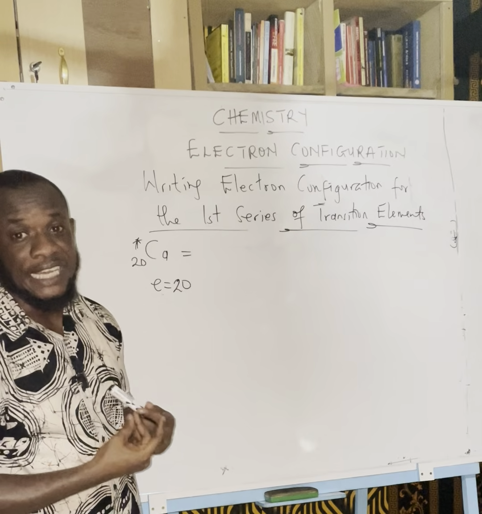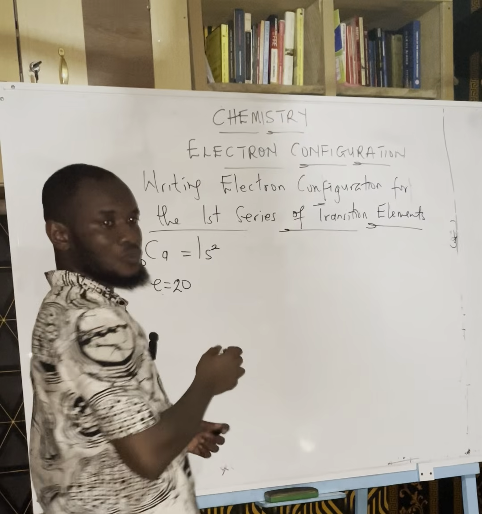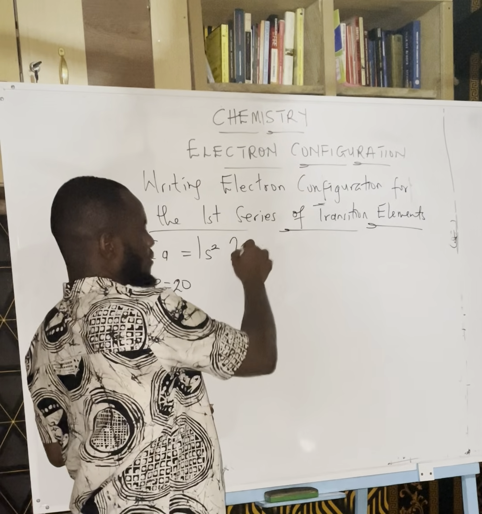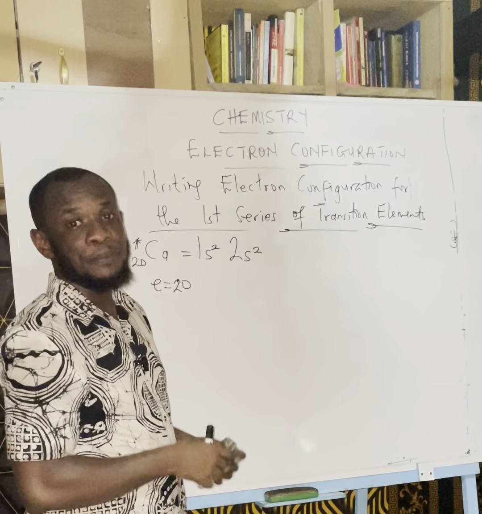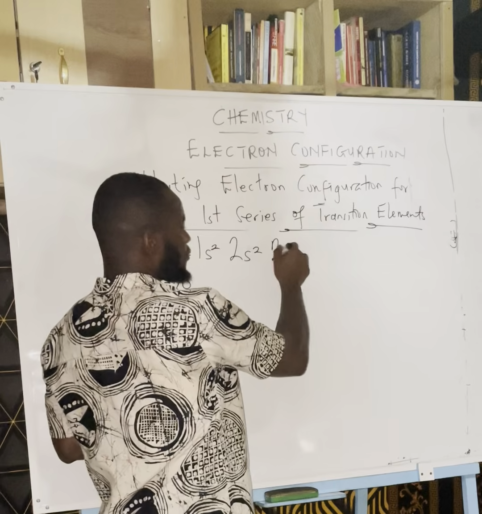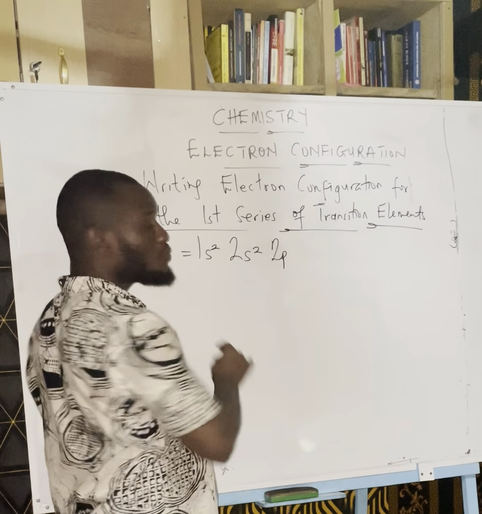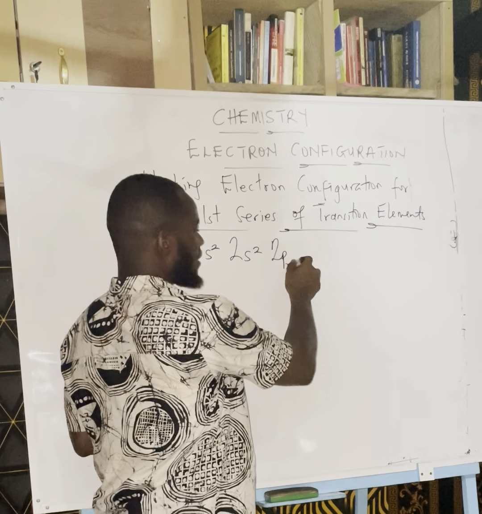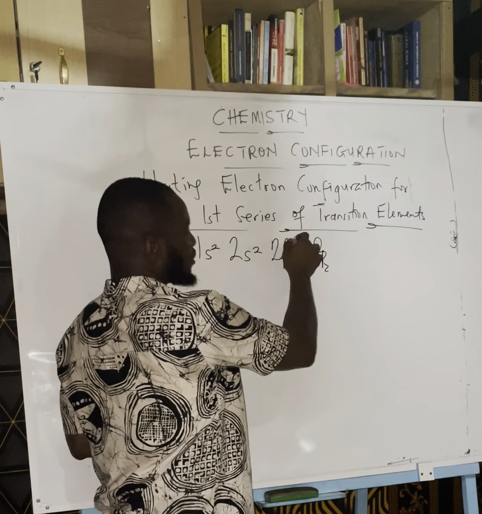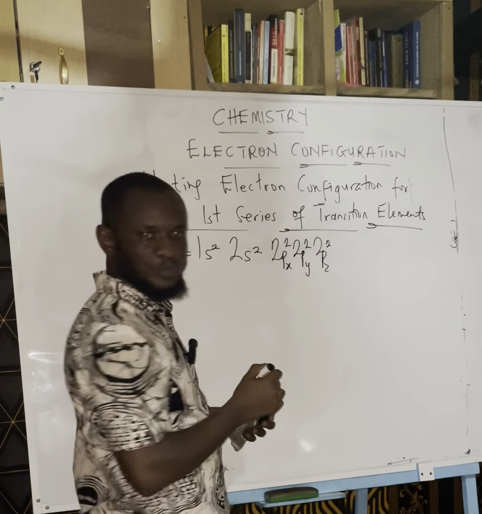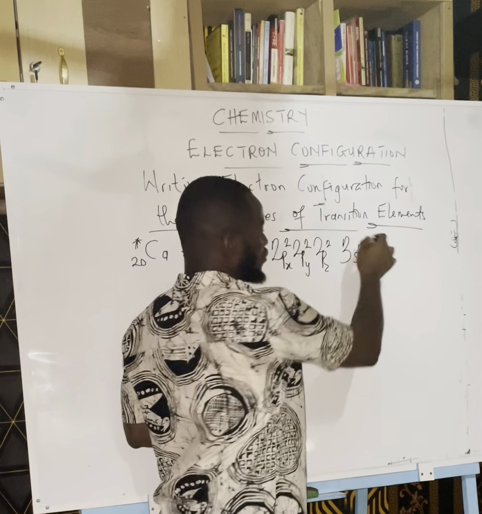So how will you write the electron configuration? Here, you write 1s2, which is full, then you move to 2s2. Then you move to the p orbital, the 2p. Under the 2p, we have the 2px, the 2py, the 2pz, so this one will take 2, 2, 2. Then we move to the 3s orbital, so 3s will take 2.